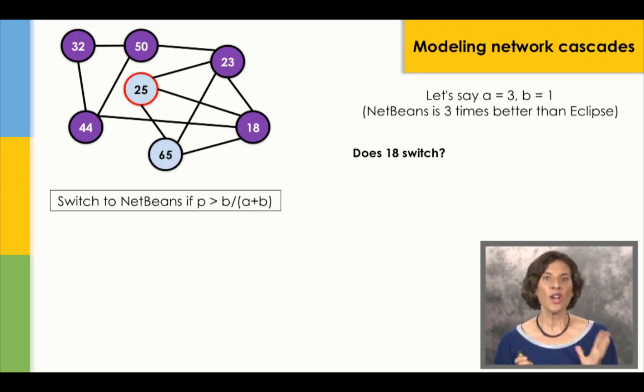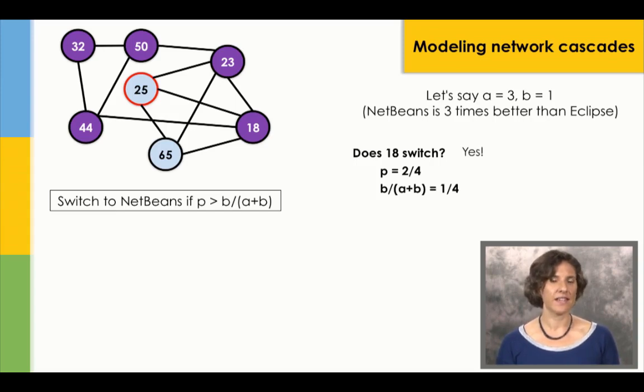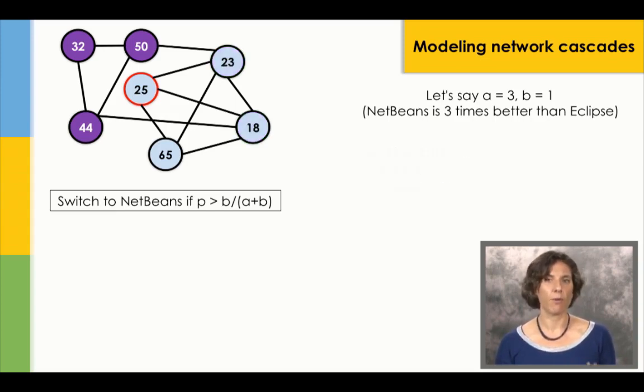All right, so you found out that nobody else was sufficiently motivated to make the switch yet, but now we color 65 blue and see in the next generation who switches. So does 18 switch this time around? P is equal to 1/2, 2/4. B over A plus B is equal to 1/4. So yes, 18 is going to switch. And if you look at 23, you'll see that 23 is actually in the same situation, so both of those nodes will switch in this next generation. There we go. They're both using NetBeans.